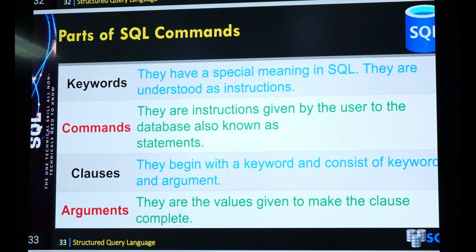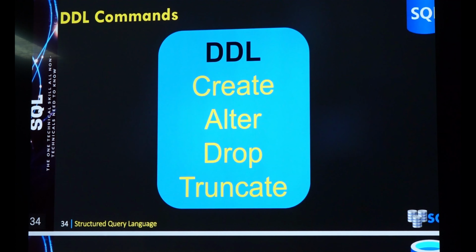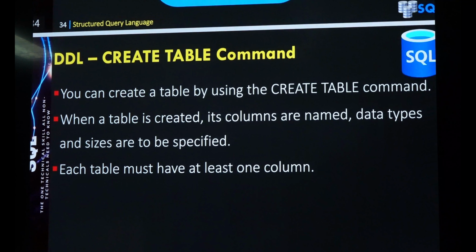Now we will see DDL. In DDL: create, alter, drop, truncate. We already learned these. In this case, you can create a table by using the create table command. When a table is created, its columns are named, and data types and sizes are to be specified. Each table must have at least one column.